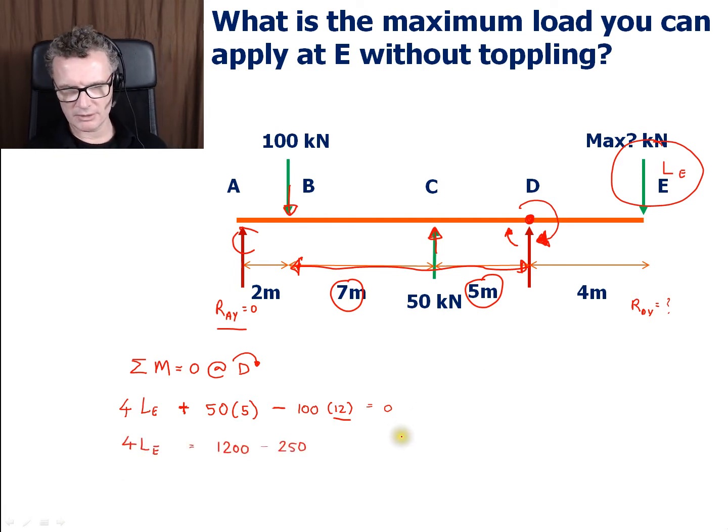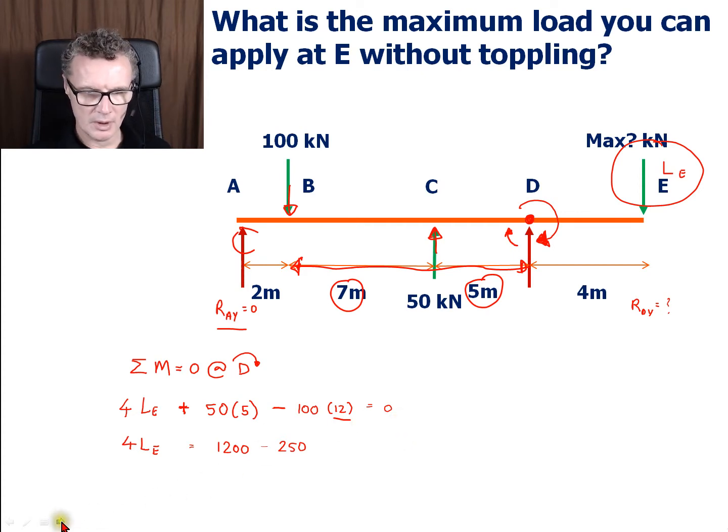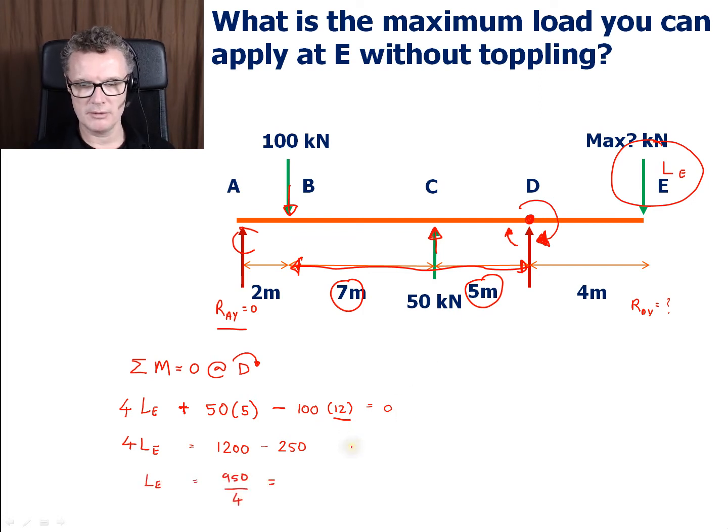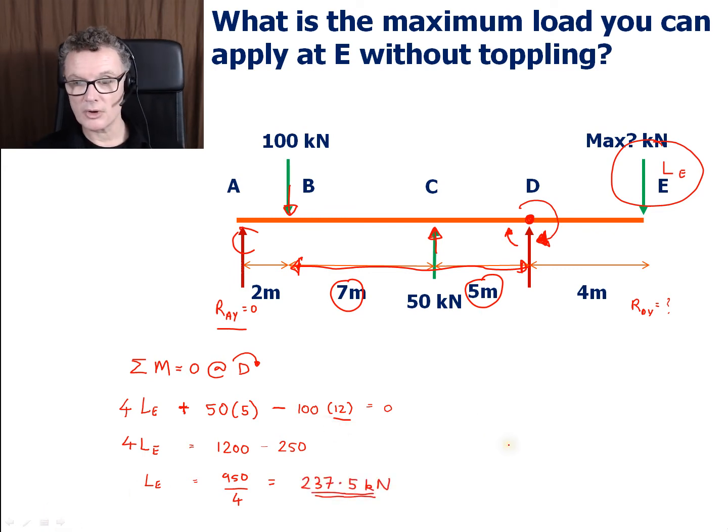Let's rearrange the maths. So the 50 times 5, take away the 100 times 12, and we end up with 950 divided by 4. So the answer you should have got, hopefully, was 237.5 kilonewtons. Okay.